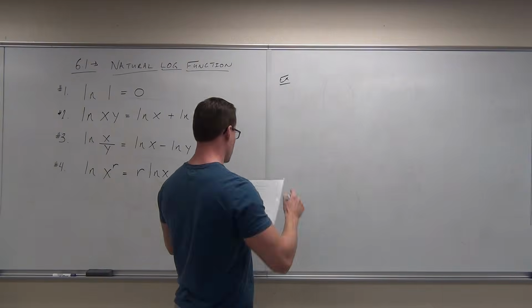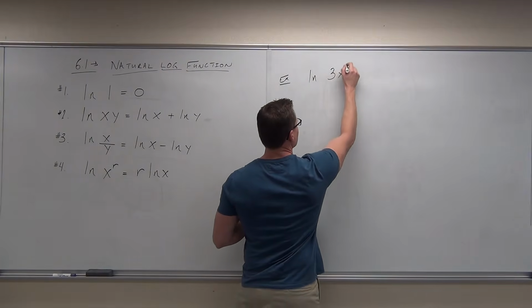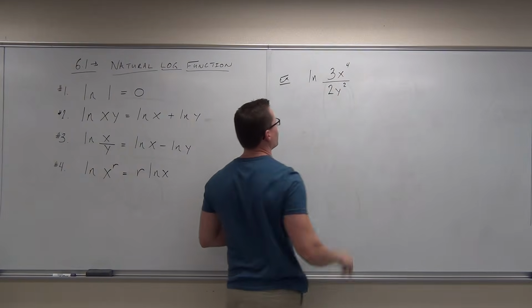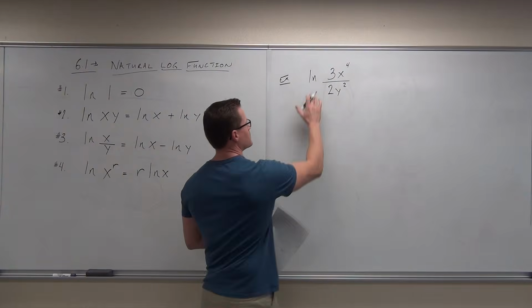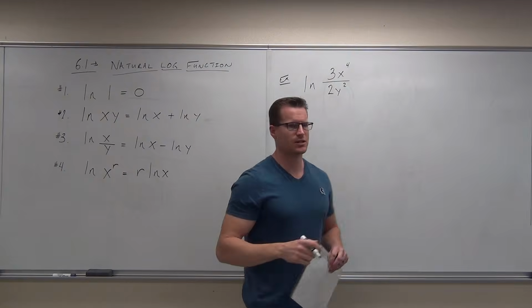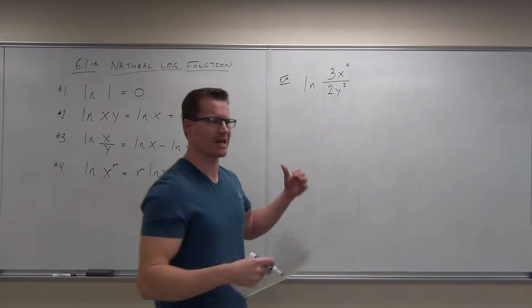So let's start with that one. ln of 3x, and you know what, I want to make sure you guys know this, the ln goes in front of it. Ln is not like multiplied by this argument, it's ln of that argument.